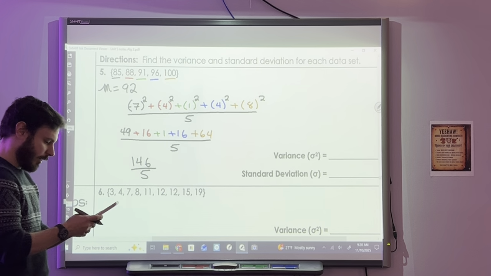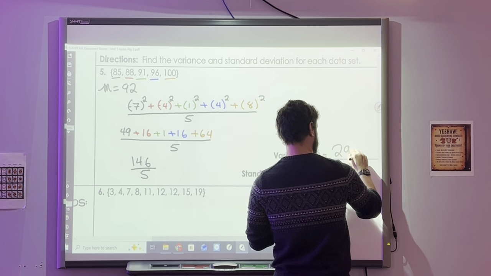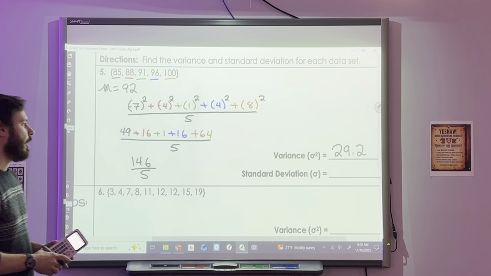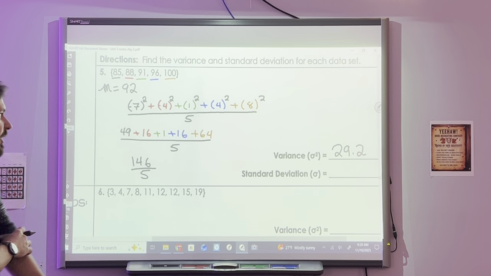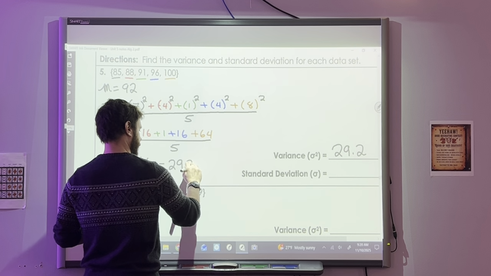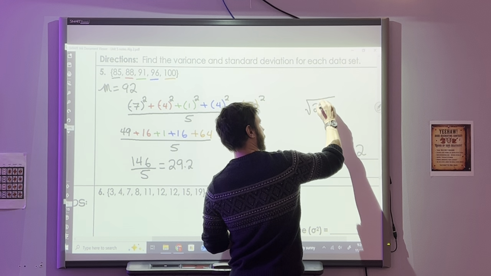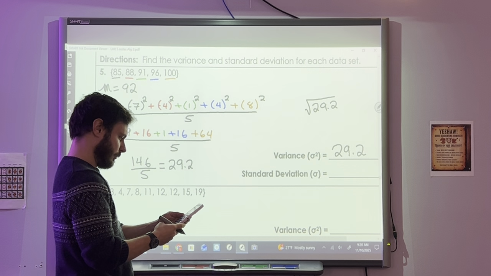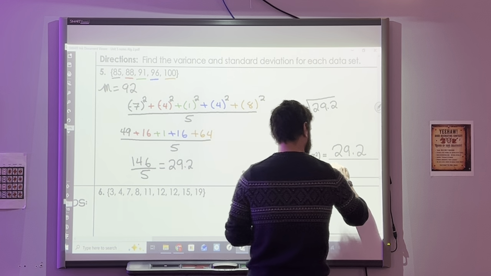Okay. Divide that by 5. 29.2. Okay. That is my variance. And I knew that I was going to do the variance because I was talking about the squared stuff. Now I need to simply take the square root of that to find the standard deviation. The square root of 29.2 is 5.4037, blah, blah, blah. Let's call it 5.4.